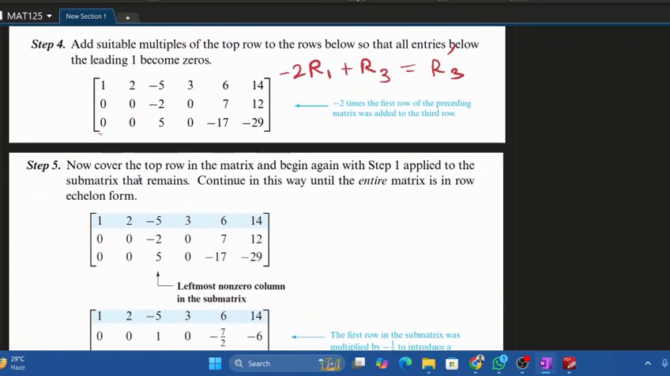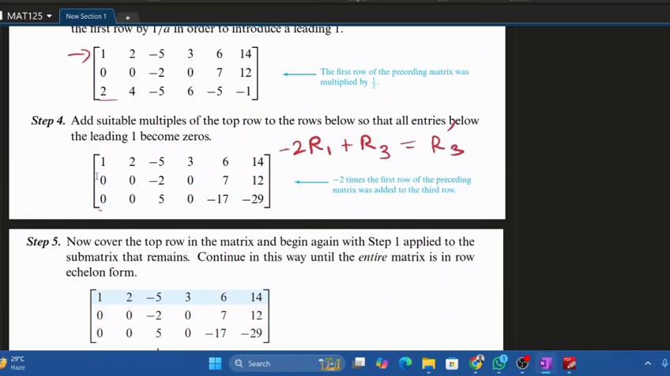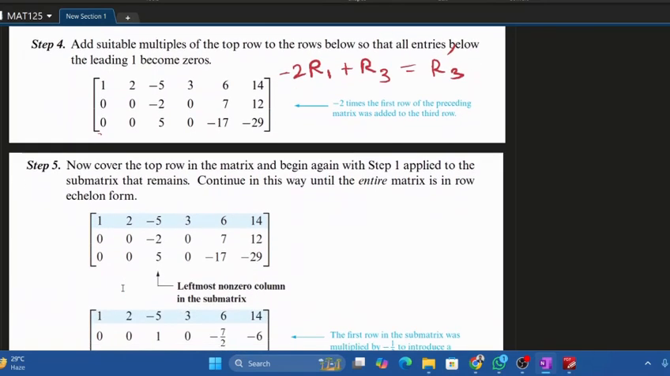After that, we now have to cover the top row. We are done with the top row. We have secured this leading one and made all the values below this leading one 0. So we are done with the first row. Let's cover the first row and operate the same method on the other rows. So now cover the top row in the matrix and begin again with step 1. Apply it to the submatrix that remains.